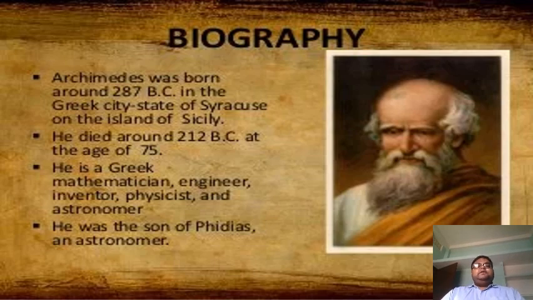What can you see in this picture, students? It is a biography of a very famous scientist, mathematician, engineer, physicist, philosopher, and astronomer. His name was Archimedes, and he was born in the year 287 BC in Greece. He died around 212 BC at the age of 75. He was a Greek mathematician, engineer, inventor, physicist and astronomer.